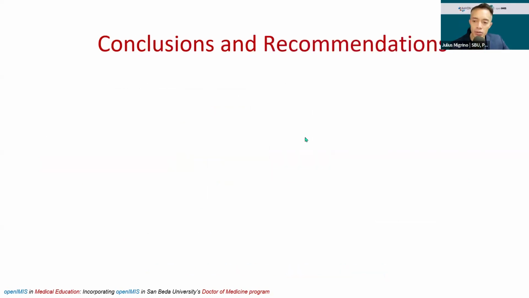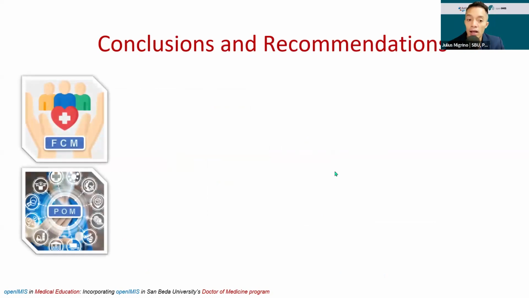So I will be concluding my talk. In conclusion, the San Beda University College of Medicine program has two primary courses that might be able to contain topics and activities related to health insurance systems: family and community medicine, and practice of medicine. At present, these courses touch on these topics on a superficial level, but there are no specific activities related to the use of such health information technology and health information systems.